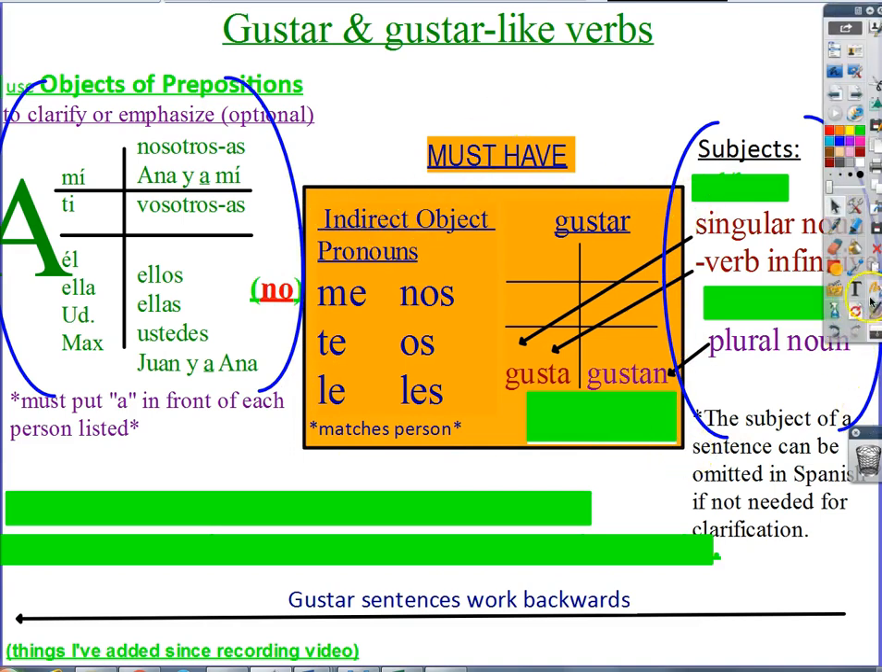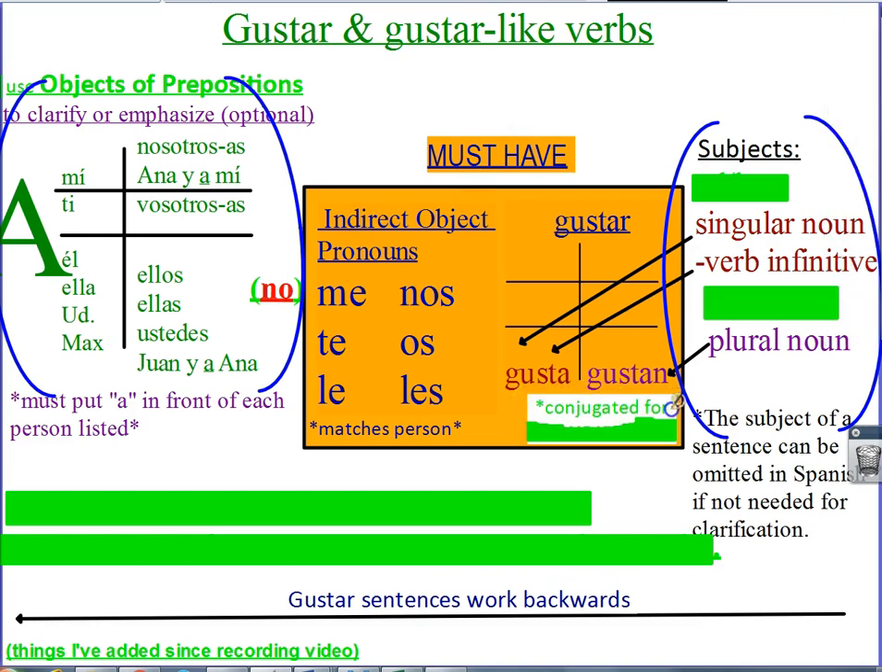What else are we going to add to our notes? We're going to add right here that gustar is conjugated for the subject. What is the subject? It's this part over here, which can be the singular noun, the verb infinitive, or the plural noun. I have parentheses around the subject section because, as you know, subjects can be left out of sentences in Spanish if it's not needed for clarification, and that's why we wrote this information. What do we need to add here?